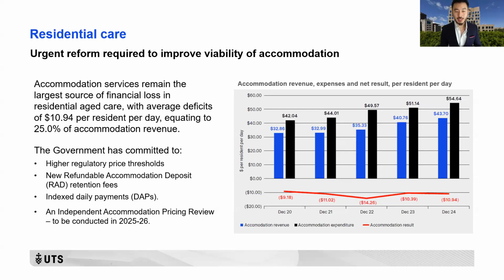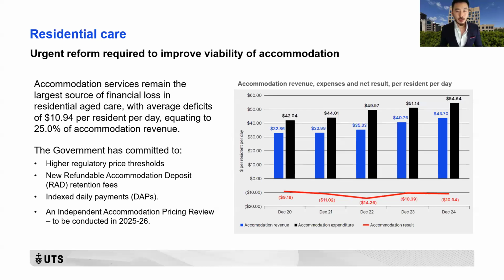So 10% of the total RAD is retained, and that's to keep up with the change in daily payments. Index daily payments, or DAPs, so those that pay daily payments instead of RADs, these will now be indexed biannually to keep up with inflation. And the government has committed to an independent accommodation pricing review in the next financial year.